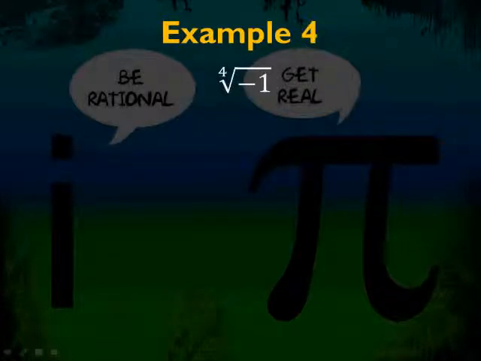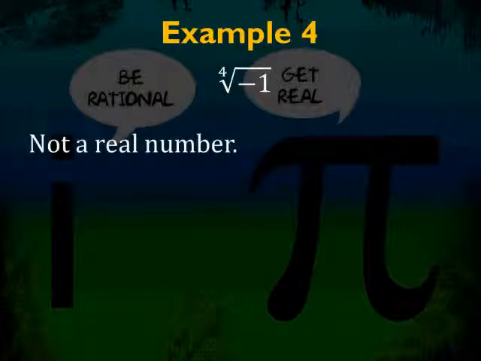Number 4, we have the fourth root of negative 1. Well, if you look at page 260 or the slide that you just saw 2 slides ago, if n is even and b is less than 0, there is no real nth roots of b. So this is not going to be a real number. No real number to the fourth power equals negative 1.